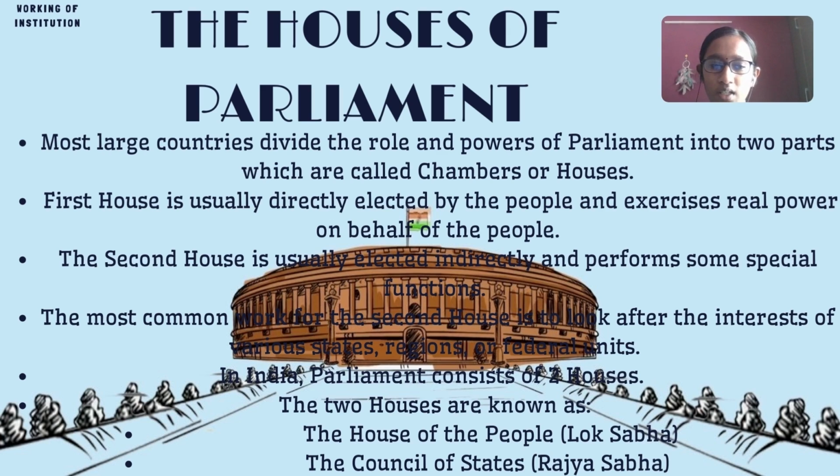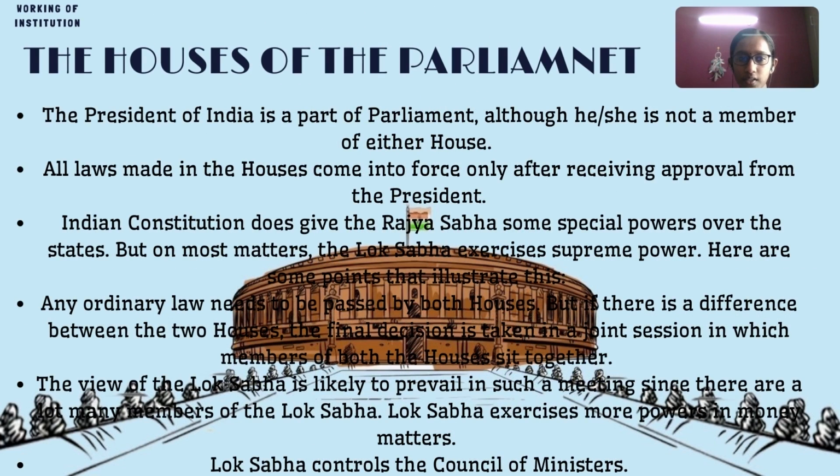In India, the parliament consists of two houses, namely the Lok Sabha or the House of the People, the first house, and the Rajya Sabha or the Council of States, the second house. The President of India is a part of the parliament, although he or she is not a member of either house. All the laws made in the house come into force only after receiving the approval from the president.